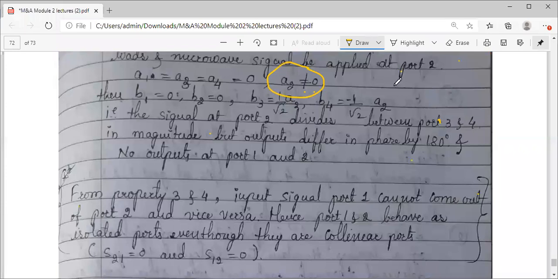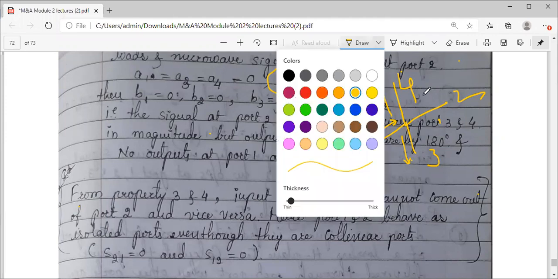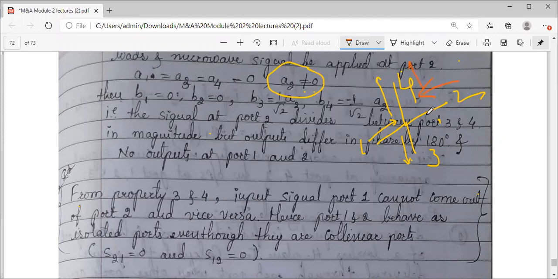Observe that in the earlier third and fourth property, when the power is applied here, it gets equally divided between 4 and 3, and they were in phase. This was the third property. What will happen in the fourth property? When we applied the power here, it gets divided into port 3 and 4, and here a 180 degrees phase shift occurred. In each of these, when I consider port 1, it divided into 3, 4, and port 2 divided into 4, 3.